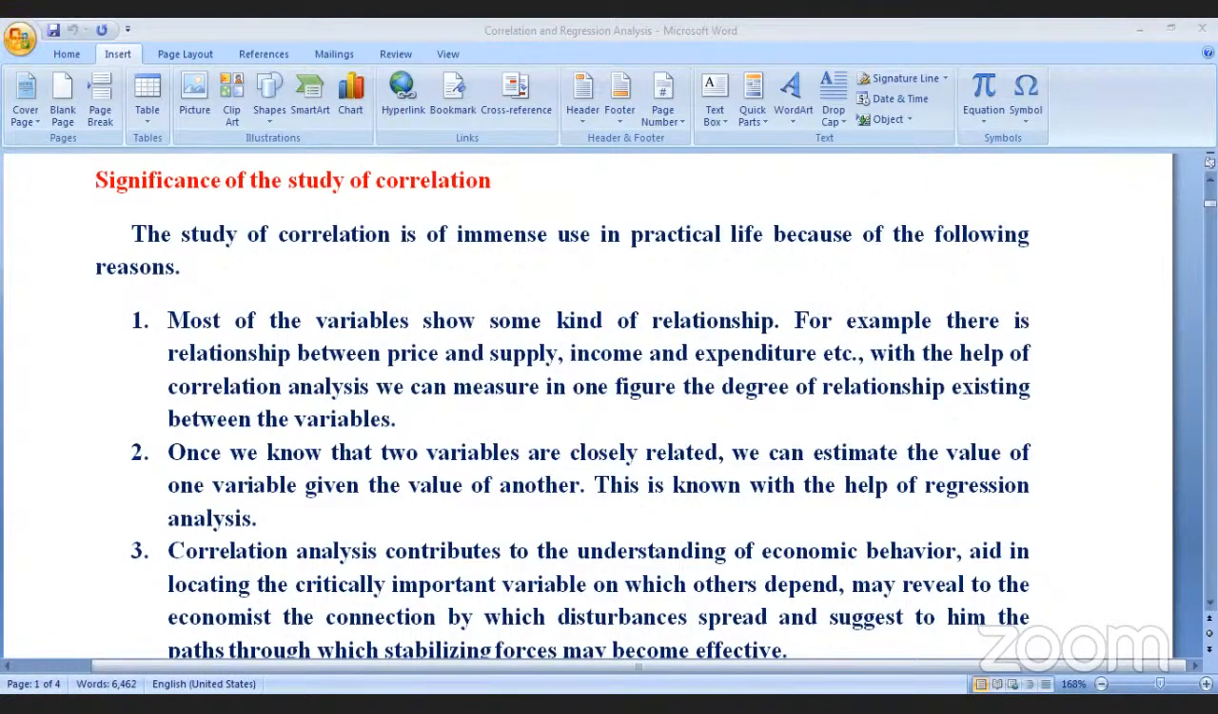So income and expenditure also. What is income? How much salary you are getting, and what is your expenditure? These two relationships we are going to see. With the help of correlation analysis, we can measure in one figure the degree of relationship existing between the variables.